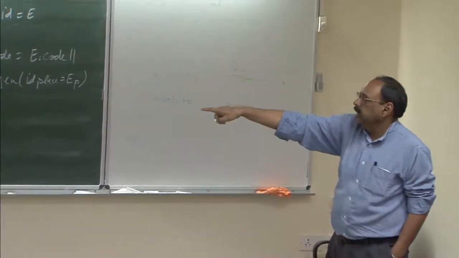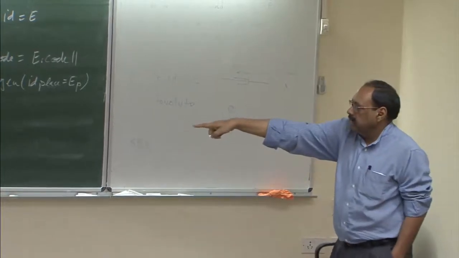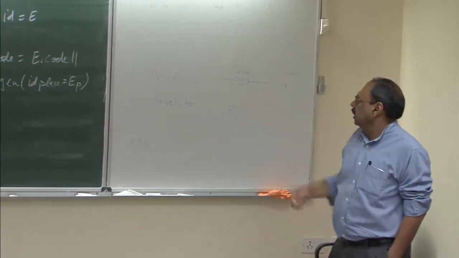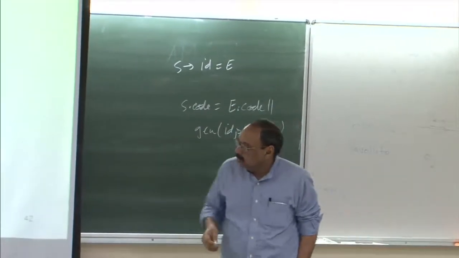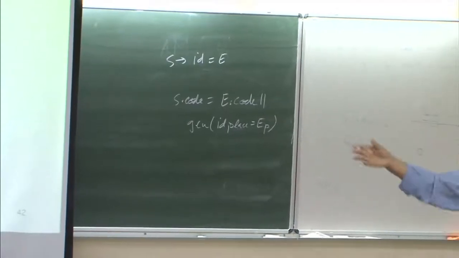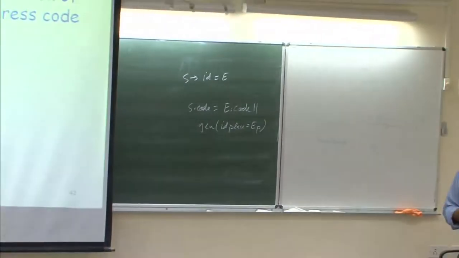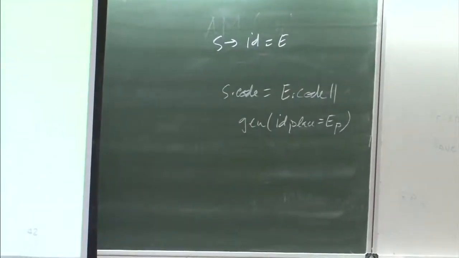E has already been parsed, and the value of that is already stored in T2. So I'll generate the last instruction which will say that ID is assigned this, and E code is already stored, these two instructions, which is T1 being assigned X plus Y and T2 being assigned T1 plus Z. That is already available in E. Will I get all the information here? Yes, no.